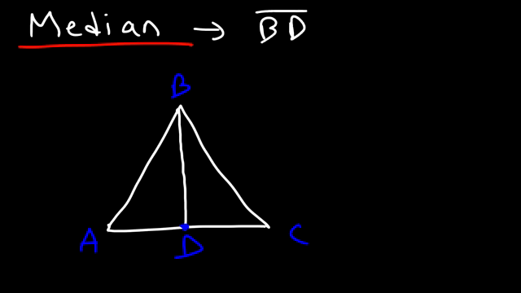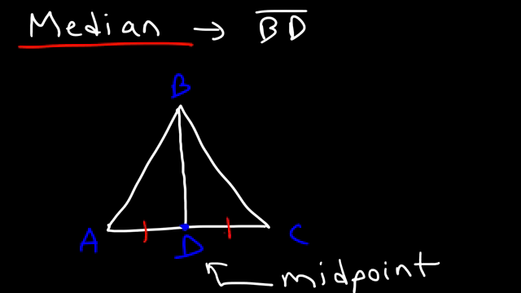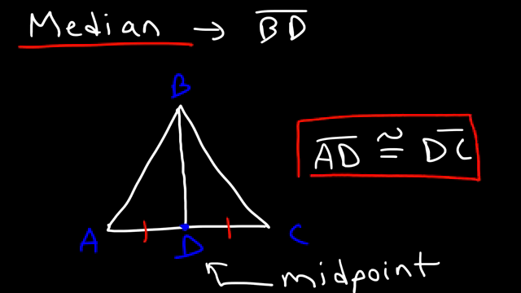A median is a line segment drawn from the vertex of a triangle to the midpoint of the other side of the triangle. So that means that D is the midpoint. If D is the midpoint of segment AC, that means AD and DC are congruent to each other. And so that's what a median does. A median is just a line segment. It touches the midpoint of the other side, and it splits one side of the triangle into two equal parts.